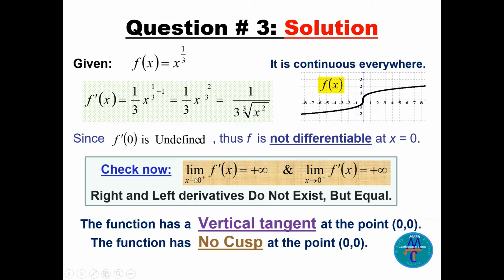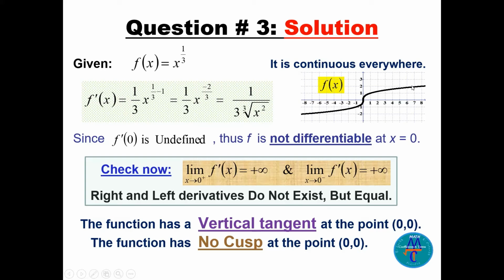Find the limit of f prime as x goes to 0 from the right. So x positive, it will be x squared, plus infinity. And also from the left, if you put x negative, you will square it, so it will be positive. So it will also be plus infinity. So the right and left derivatives do not exist, both are infinities, but they are equal.